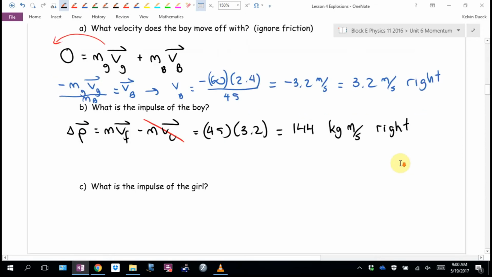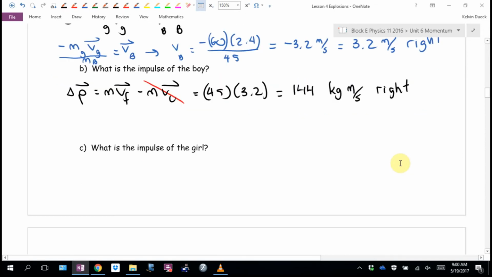What's the impulse of the girl? You don't need to do any calculations. You all know the answer already. We could either say negative 144, or if we wanted to add a direction, we would say, yep, the impulse of the girl is 144 kilogram meters per second left. That's really what the law of conservation of momentum says. It says impulse is equal and opposite, and that means you don't lose any momentum.